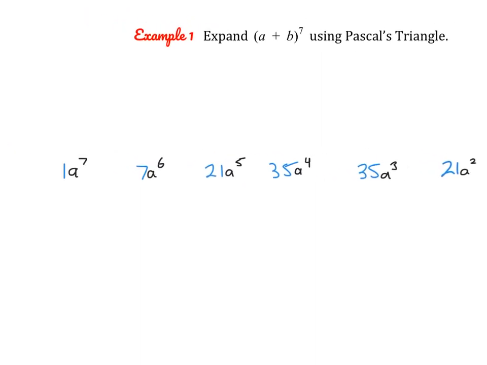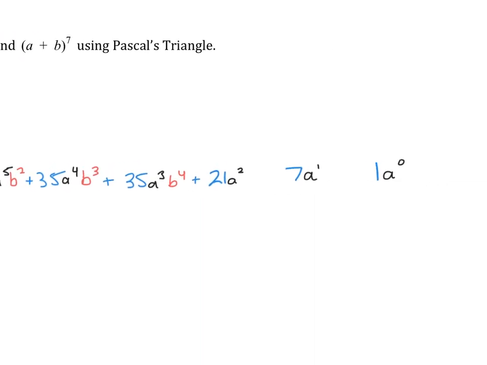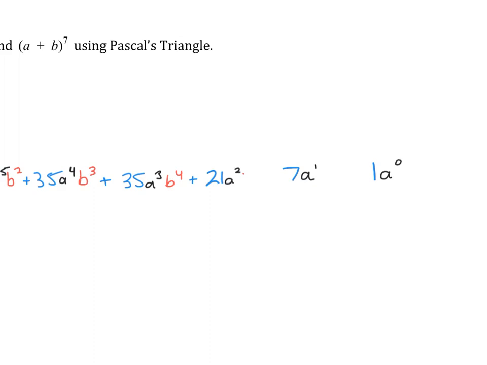And then we're going to do the same but in increasing order for b. So for b, we would start with b to the power of 0, and then we have b to the power of 1, and then b squared, and then b cubed, b to the 4th, b to the 5th, b to the 6th, and b to the 7th.